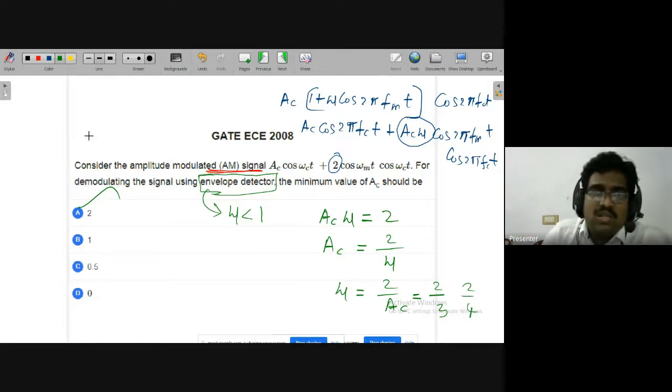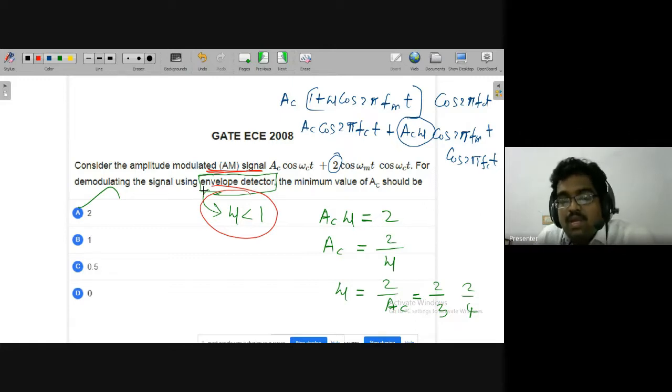That means you should know this formula clearly. If it is an envelope detector, mu must be less than 1.